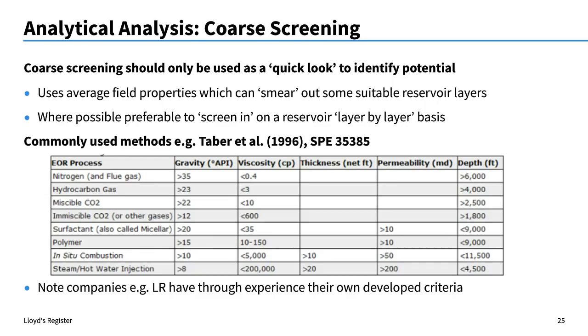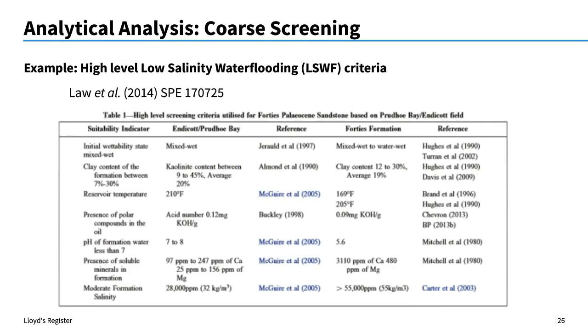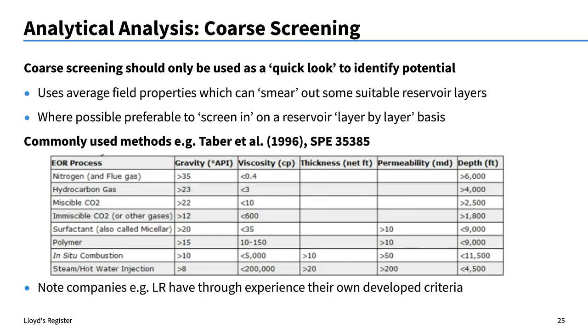So an example here, which I apologize if the table wasn't initially there, highlights the Taber screening criteria, which is pretty much standard. It's been around for quite a while now. It's quite popular. And within different companies like ourselves, and I'm sure within the operators, we've evolved different schemes, but they broadly follow the same approach. You know your basic reservoir properties, and you basically screen in.